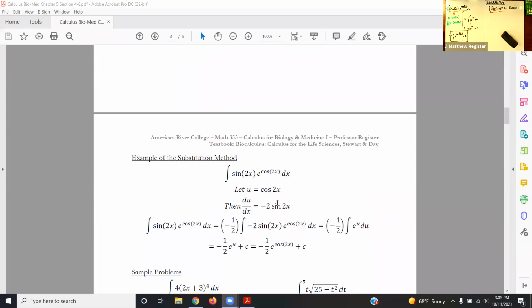Knowing me, I got it wrong in the notes, but let's see. I ended up getting a negative 1/2 e to the cosine of 2x plus c. Good. And so it looks like I got it right in the notes. That's always a good sign.